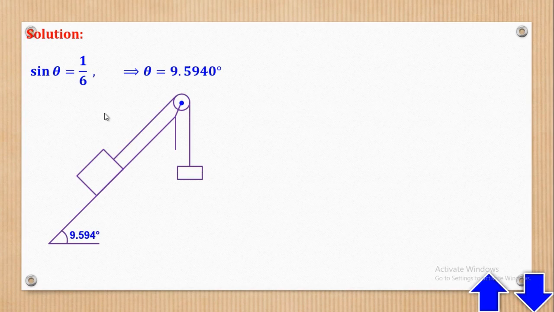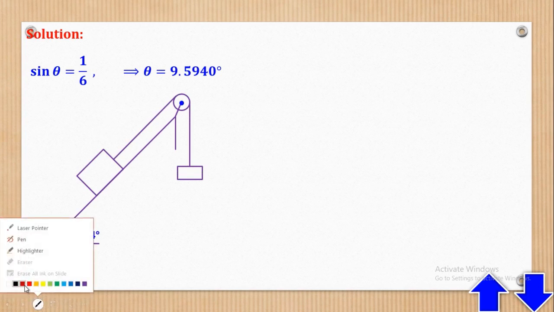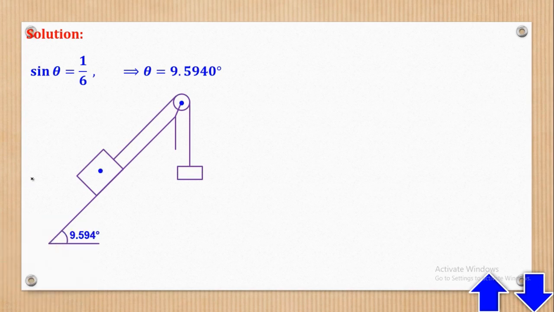Next is to show the forces acting. So we shall begin with the weight, which is 12g, and this 12g will be resolved parallel to the plane to give you 12g sin 9.594, and resolved also perpendicular to the plane to give you 12g cos 9.594.